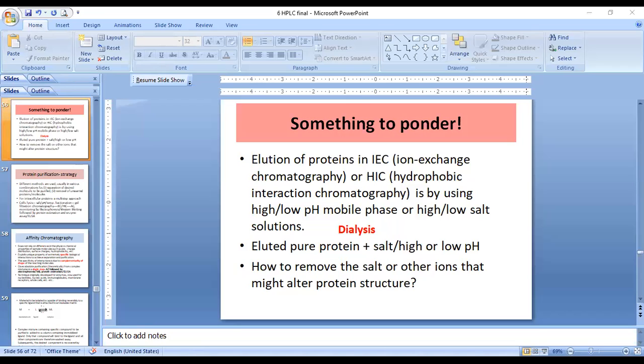So then the question is, what should we do about it? How can we remove that salt or other ions, or how can we bring the protein to a proper pH? How can we alter that condition, or how can we separate the protein from the salts? That is the question.